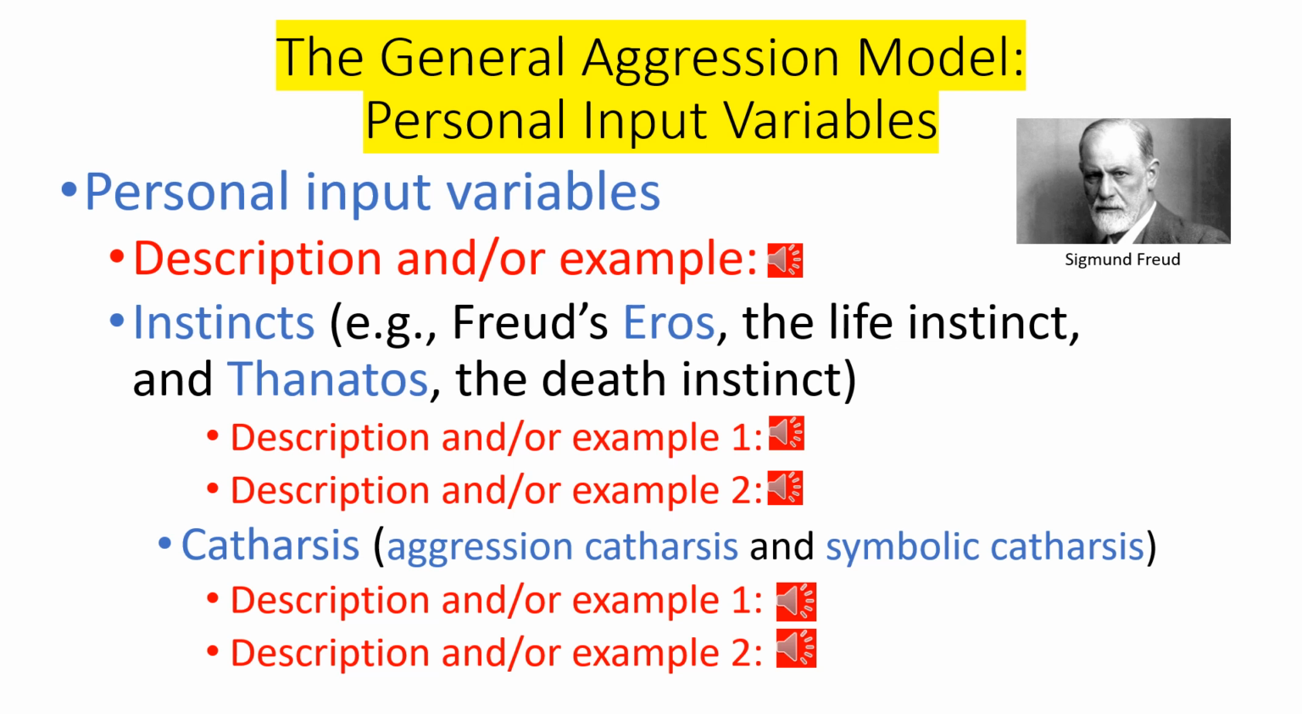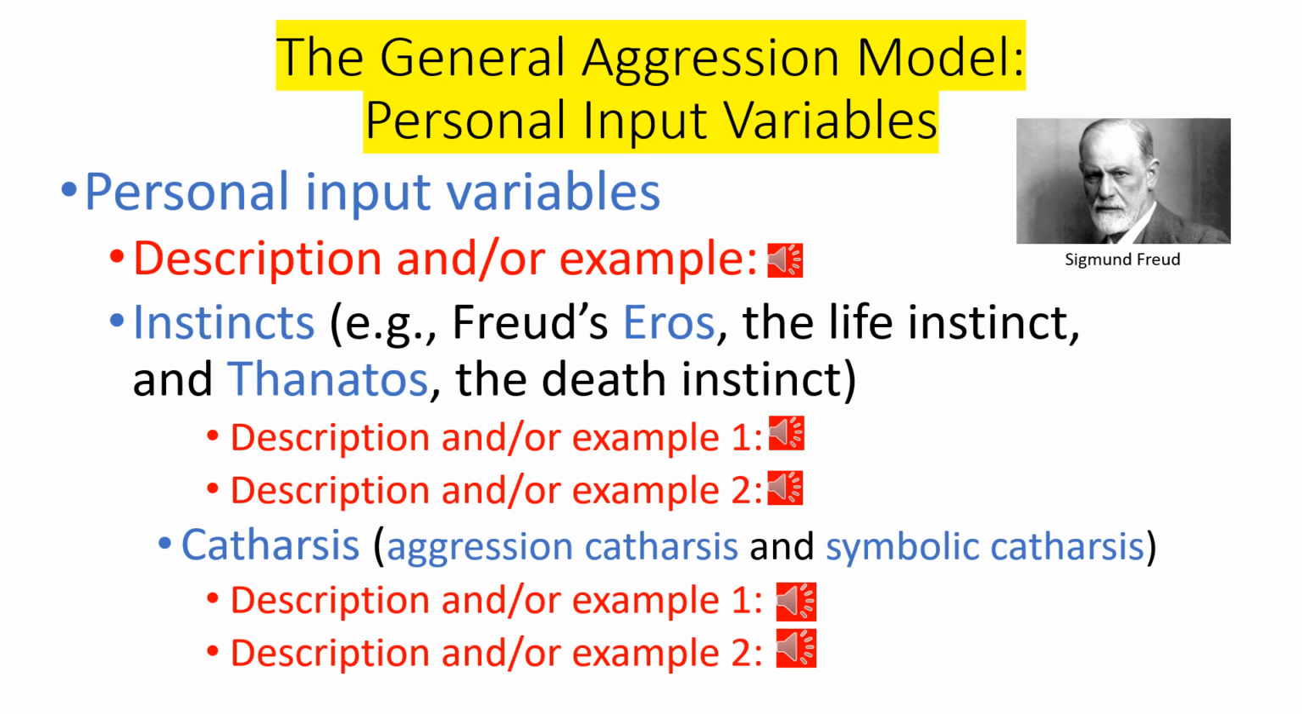A common construct for many instinctual approaches was the notion of catharsis. Catharsis is simply defined as the reduction of aggression through aggression. And there are two types of catharsis: aggression catharsis and symbolic catharsis. Aggression catharsis is the reduction of aggression through one's own aggressive actions. So with aggression catharsis, I have these instinctual aggressive urges, and I'm going to siphon them off by acting aggressively in myself.